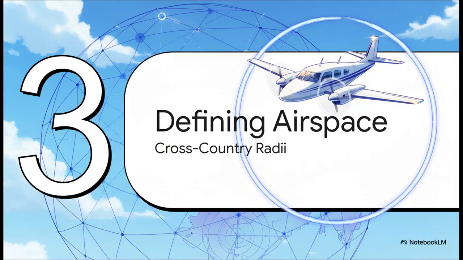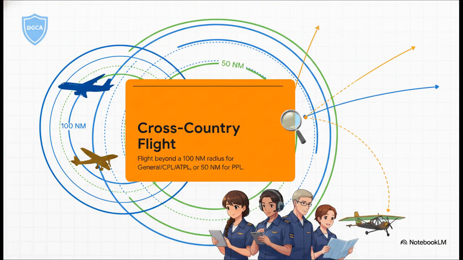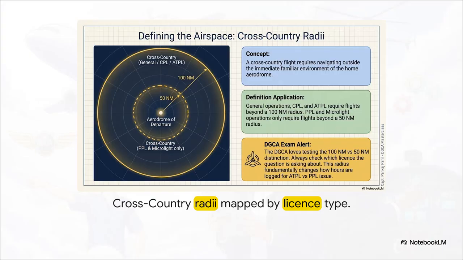All right, Module 3, defining airspace and cross-country radii. You know, the concept of a cross-country flight isn't just about leisurely flying from point A to point B. In India, it's rigidly defined by the radius from your departure aerodrome. The application of this rule means for general CPL and ATPL operations, cross-country is anything beyond 100 nautical mile radius. But, and this is a big but, for PPL and microlight licenses, it is specifically defined as beyond a 50 nautical mile radius. Think of it like concentric rings on a radar map.